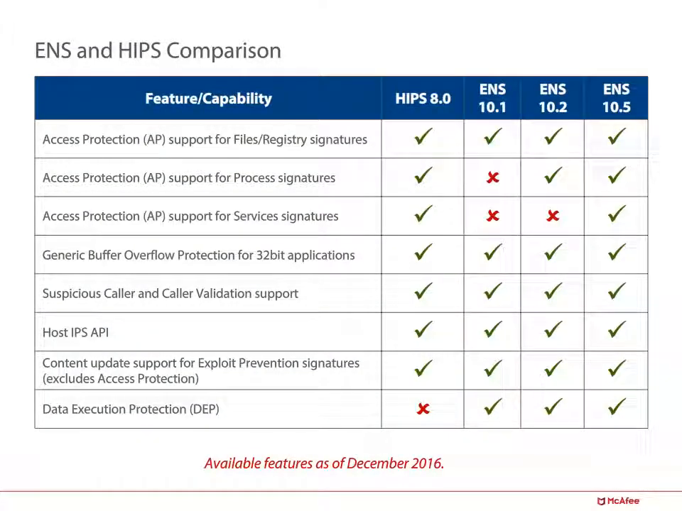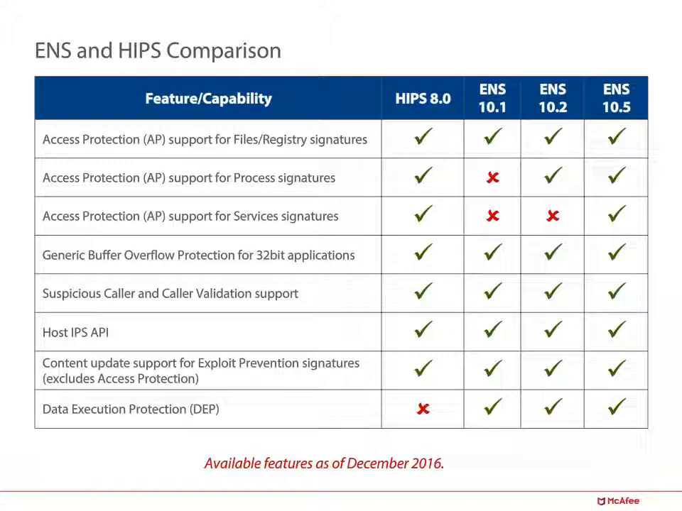This is the first of three tables that gives you the listing of what capability we had in the previous host intrusion prevention product and how it compares with which version of ENS. If you'll notice, we have access protection support for files and registries, which you have with all three versions. Access protection support for processes signatures comes with ENS 10.2 and 10.5. You'll also see support for the services signatures for access protection that came with ENS 10.5.